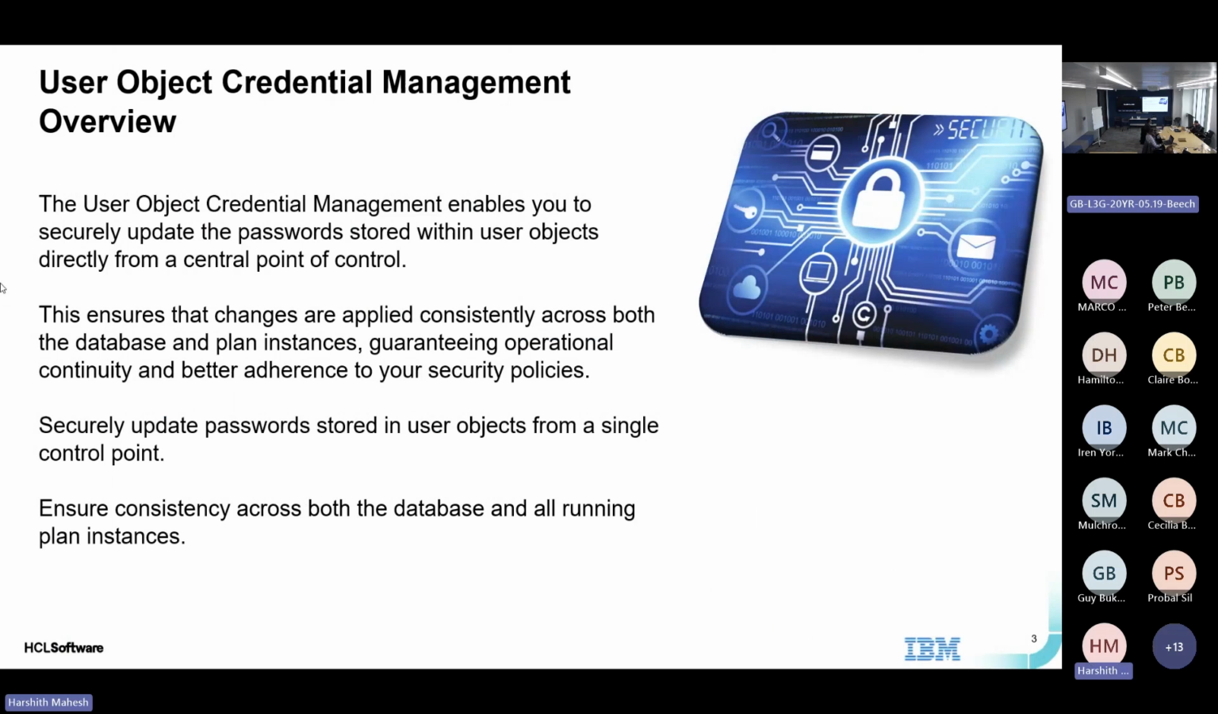This is a feature with which we can securely update a user password from one central location, which makes managing credentials across different environments easier. It helps prevent failures in active jobs or in job stream plans, so everything keeps running smoothly. It will be updated and automatically synchronized across the database and all the active plan instances, ensuring things stay in sync and aligned with your security policies. Next slide, we will see how we can access this feature.